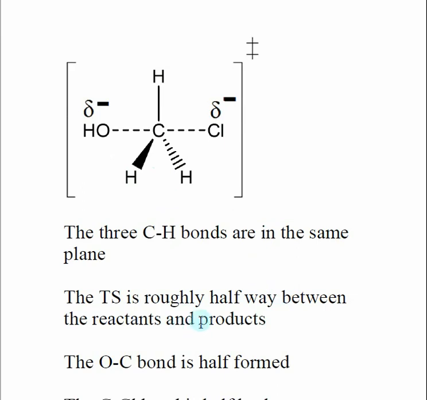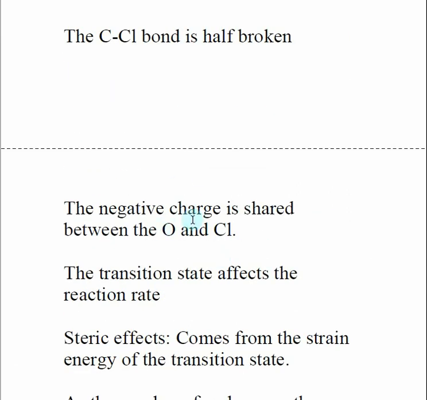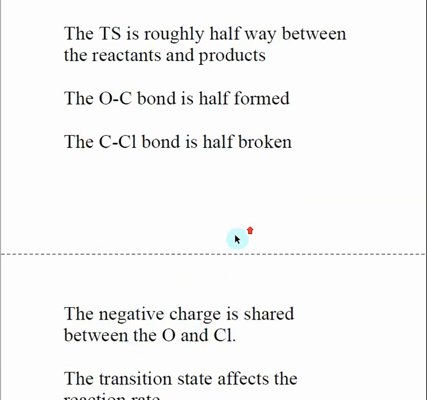So yeah, let's run through this. Transition states roughly between the reactants and products. My OC bond is partially in the process of being formed. My OCl bond is in the process of being broken. That's why they have these dashed lines. It means partial bonds. Overall, what's happening is the negative charge is being transferred between my oxygen and chlorine.